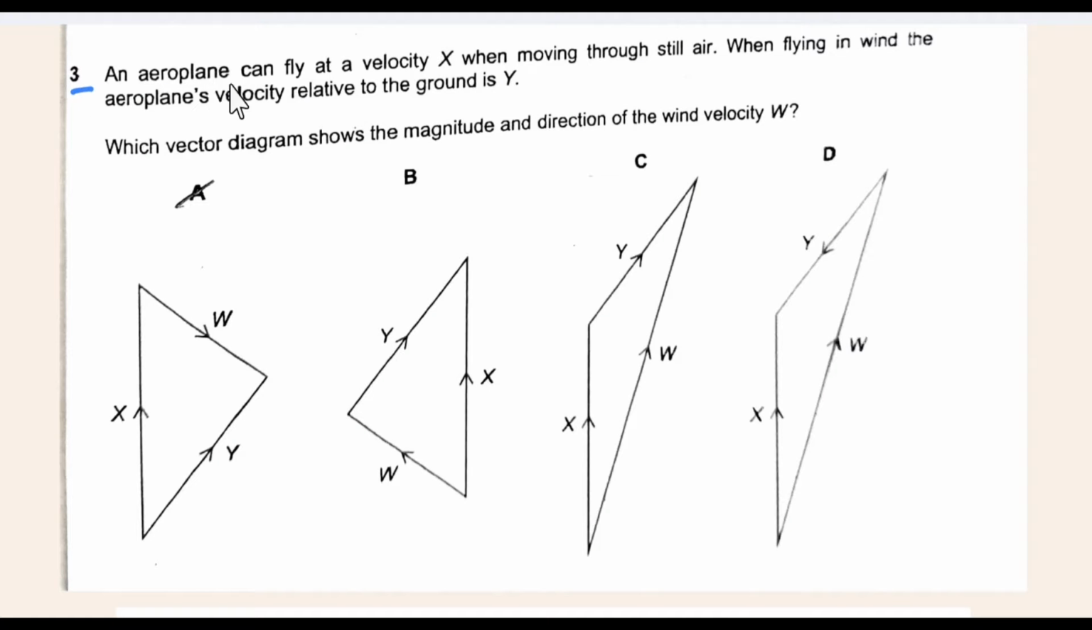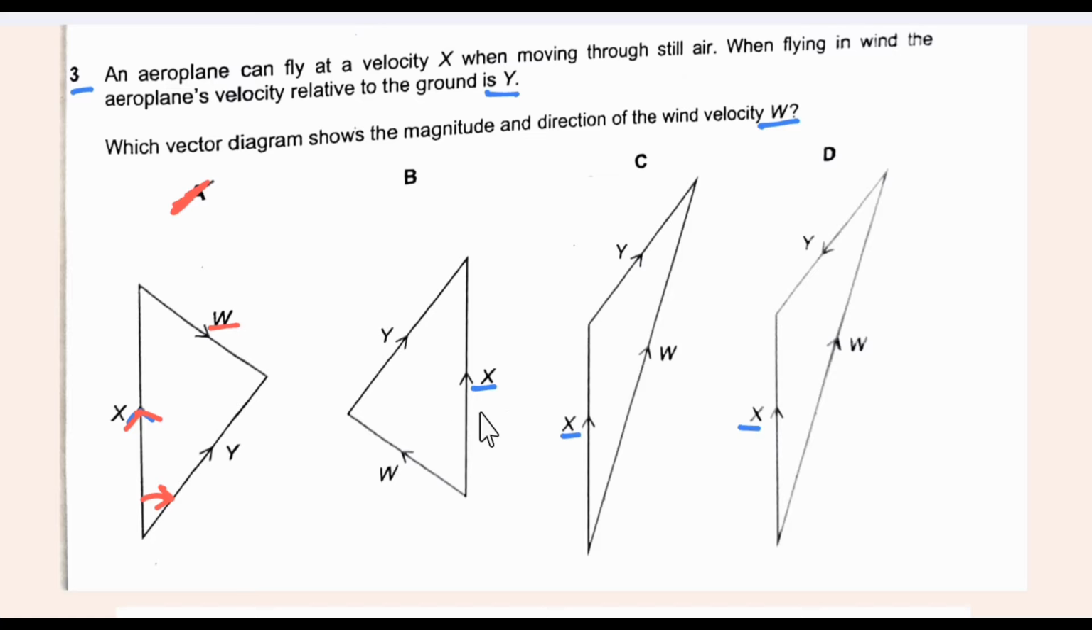Question number 3. An aeroplane can fly at a velocity x when moving through still air. When flying in wind, the aeroplane's velocity relative to the ground is y. So initially the aeroplane is moving at x, then due to the wind, the velocity becomes y with respect to the ground. Which vector diagram shows the magnitude and the direction of the wind velocity w? The option would be A, because initially the path of the aeroplane is x, then due to wind the aeroplane is displaced from its initial position to y, and this is wind.